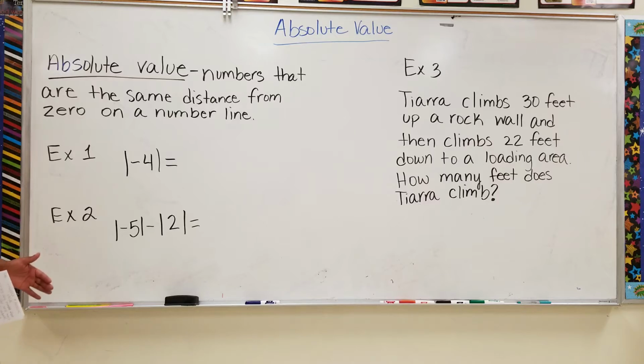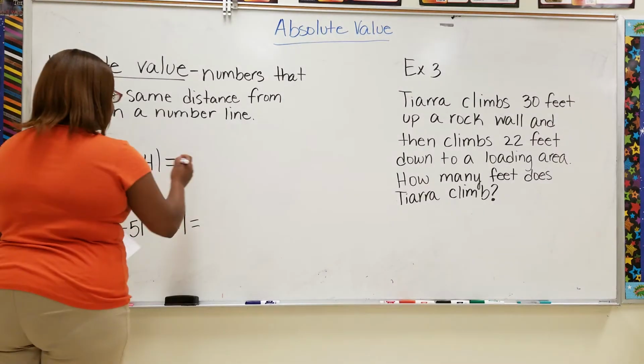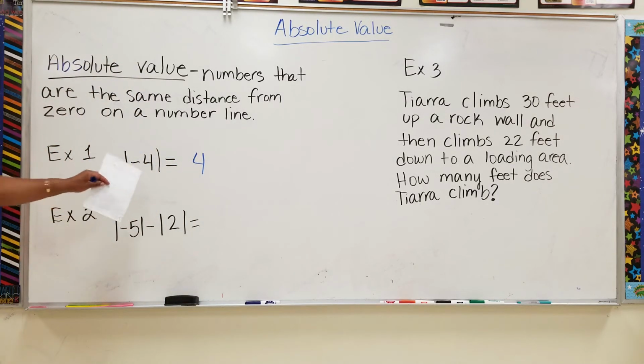How many units is it from 0? And remember, in nature, we count 1, 2, 3, 4, 5. We do not count -1, -2. No, that is not how we count. We count in natural numbers, 1, 2, 3, 4, 5, okay? So how many spaces away is -4 from 0? 4 units. So the absolute value of -4 will be 4.